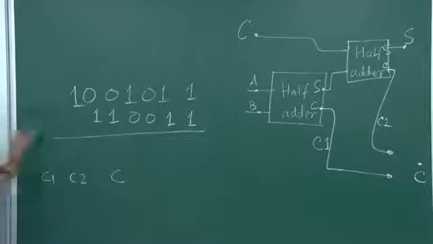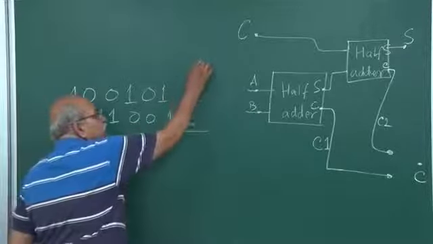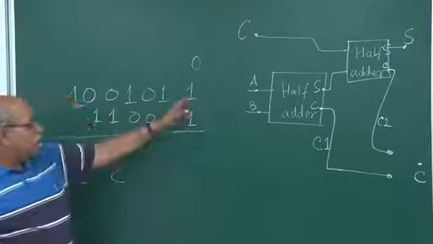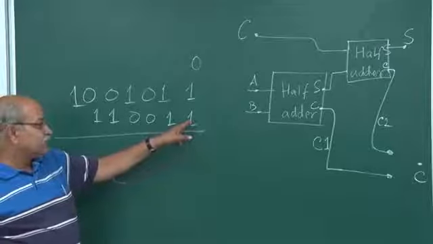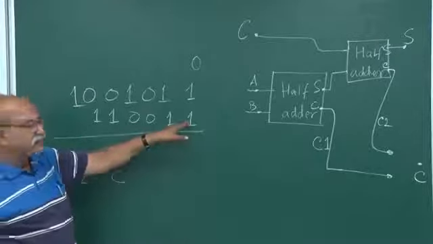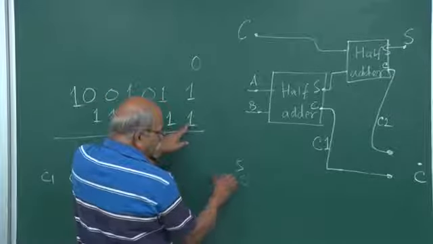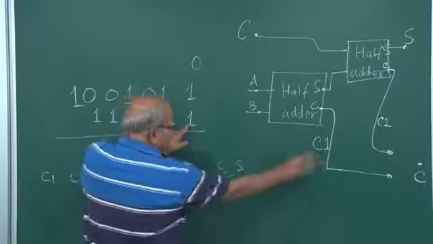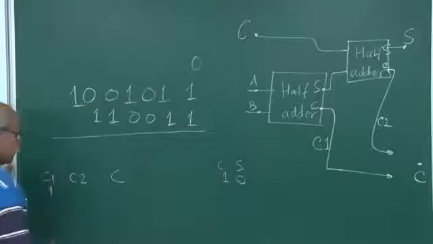What is C1? When you add this A and B, what carry do you get? That is our C1. So 1 and 1 if I add, what do I get? I get a sum of 0 and a carry of 1. So my C1 is 1.